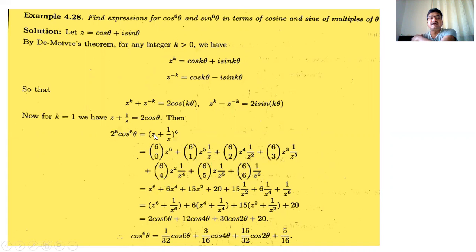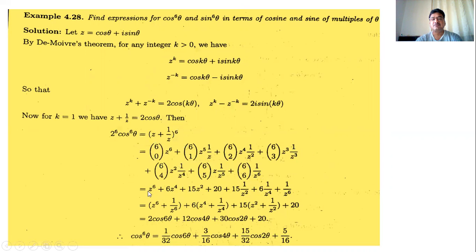The power of Z starts from Z raised to 6, then Z raised to 5, Z raised to 4, Z raised to 3, Z squared, Z, and then Z raised to 0. The power of 1 by Z starts from 1 by Z raised to 0, that is 1, then 1 by Z raised to 1, 1 by Z squared, 1 by Z cubed, 1 by Z raised to 4, 1 by Z raised to 5, and 1 by Z raised to 6. That is, we have a total of 7 terms in the expansion of this bracket raised to 6. If the power is 7, then we have 8 terms. So these are the terms.